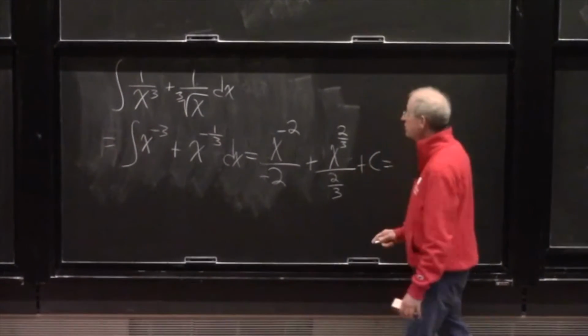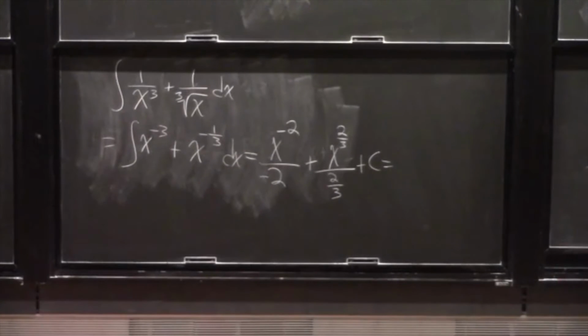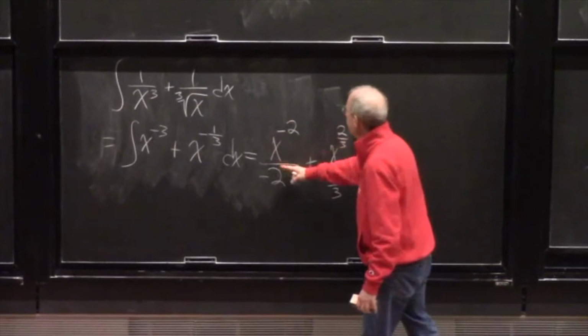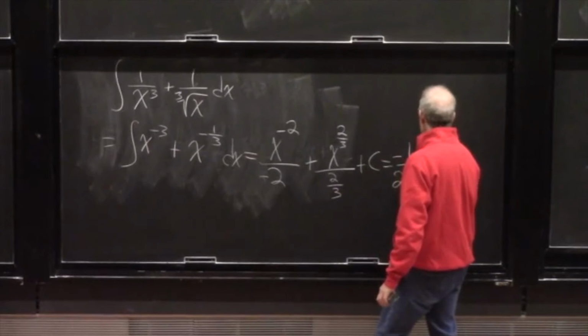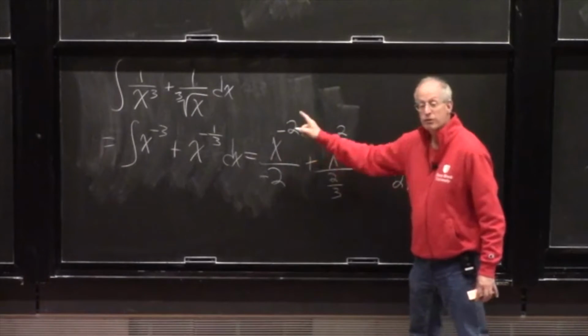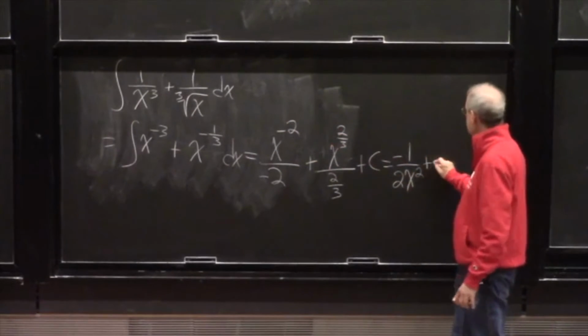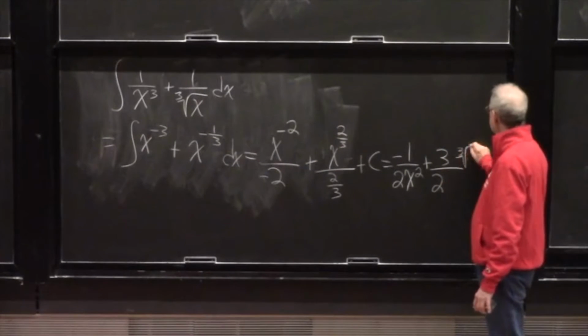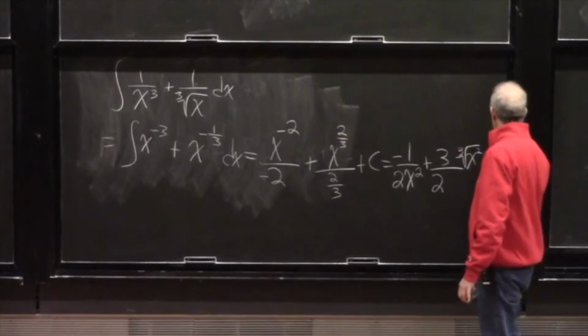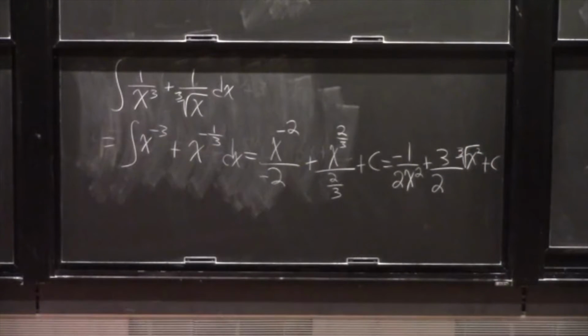And then if you wanted to rewrite this, there's no need to, but if you wanted to, this is 1 over x squared, so it would be negative 1 over 2x squared, because the x to the negative 2 is 1 over x squared. And then plus 3 over 2 times the cube root of x squared, plus c. Now, why would I want to do that? Just so it's easier to look at, if I need to work with it or plug in numbers or something like that. Otherwise, just leave it alone. There's nothing special about one or the other.